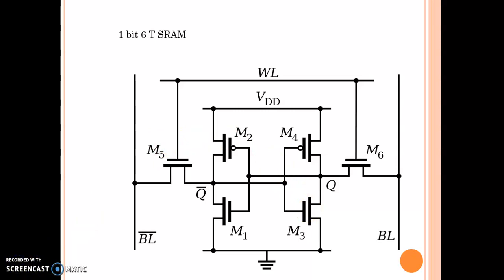To read the data from memory, first we have to charge bit line and bit line bar to VDD. Then we have to activate WL line. Since VQ is 1 and VQ bar is 0, M1 will be on and M3 will be off. And we can read 1 at Q pin.